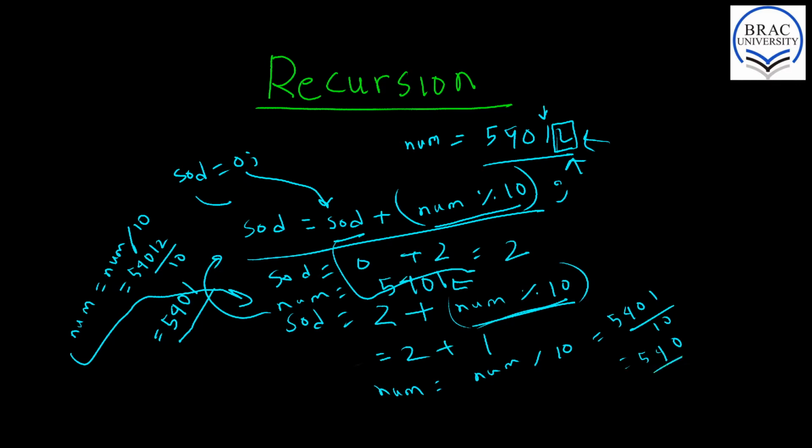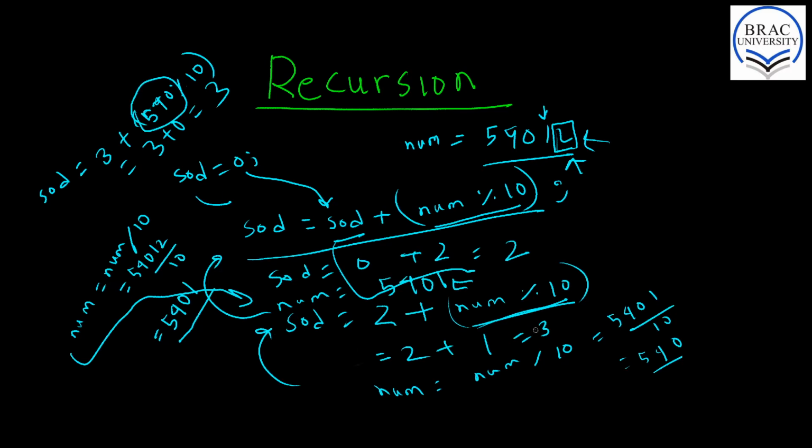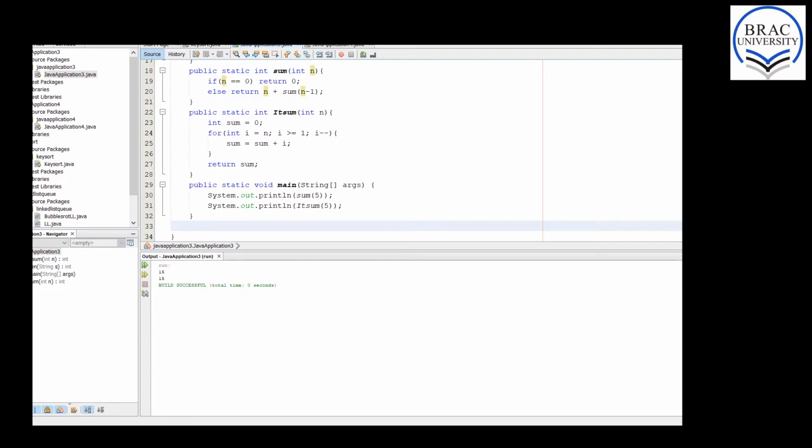Since this is the new value of num, we will do this once again. Sum of digits equals the previous sum of digits, which is 3, plus num percent 10. Num is 540 percent 10, which gives 0, so 3 plus 0 is 3. We will do this again and again until this num becomes 0. So let's go to NetBeans.